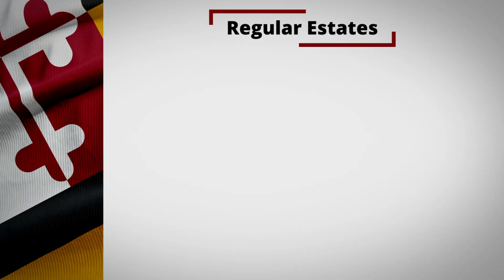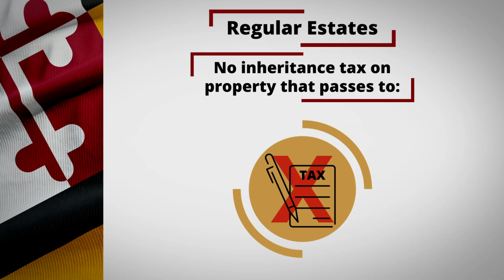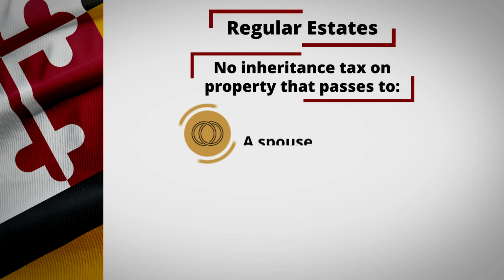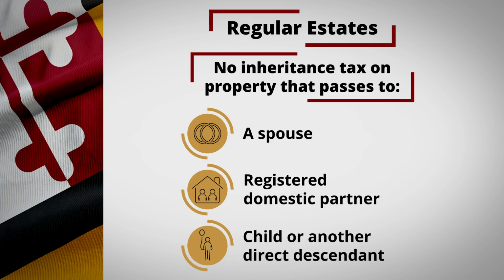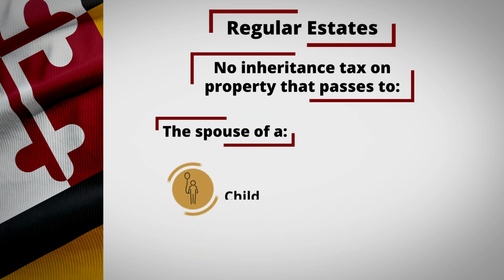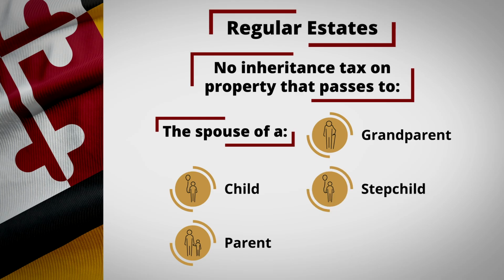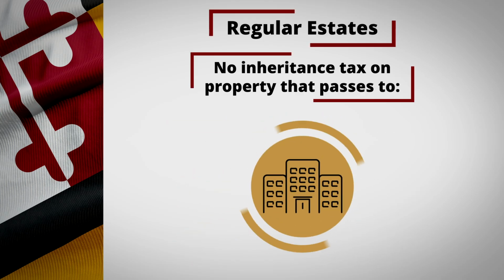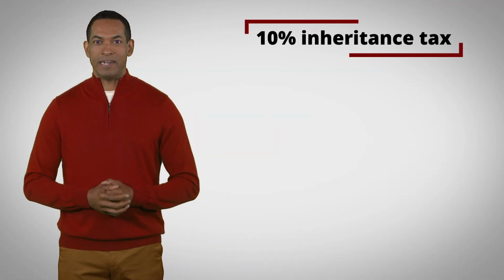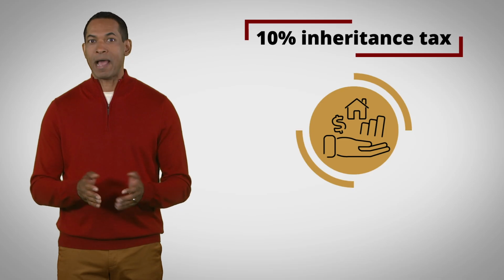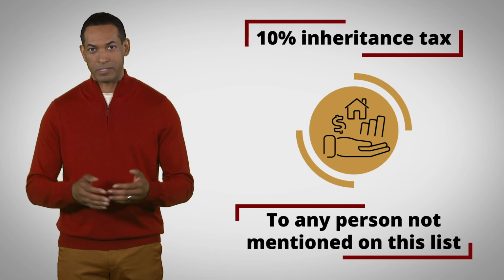For regular estates, there is no inheritance tax on property that passes to a spouse, registered domestic partner, child or another direct descendant, the spouse of a child, parent, grandparent, stepchild, or stepparent, or a corporation with only those persons I just mentioned as stockholders. There is a 10% inheritance tax on most property passing to any person not mentioned on this list.